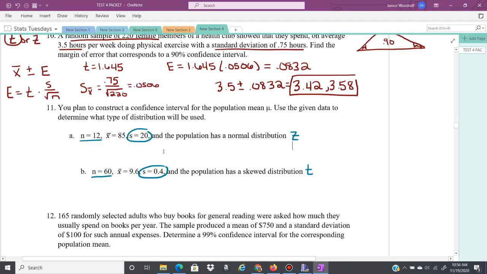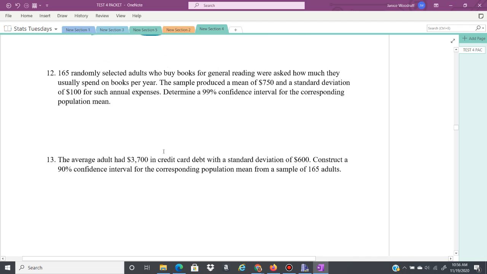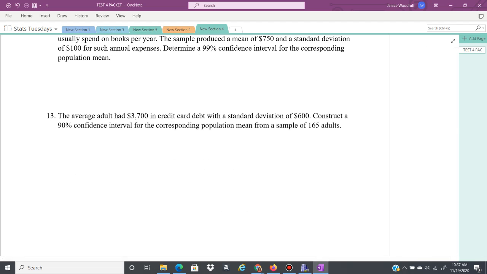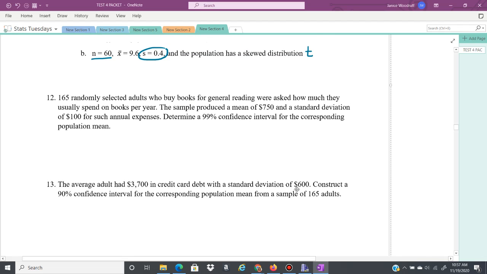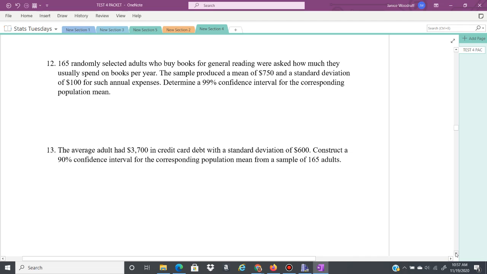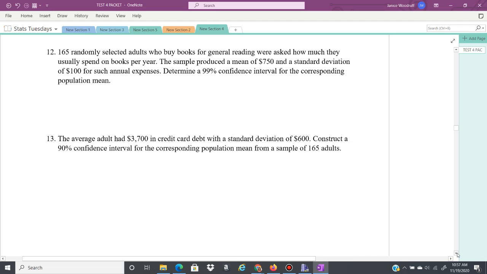All right, let's do number 12. Number 12, we have 165 randomly selected adults who buy books for general reading were asked how much they usually spend on books per year. The sample produced a mean of 750 and a standard deviation of 100 for such annual expenses. Determine a 99% confidence interval for the corresponding population mean.